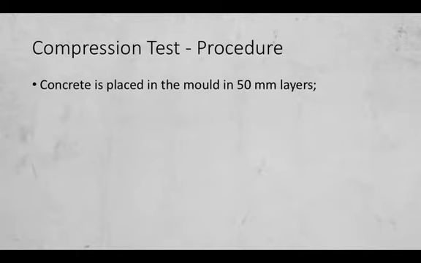And here's the procedure. Concrete is placed in a mold in 50 millimeter layers. So they place the concrete in 50 millimeter layers. Last time we placed them in a quarter of the mold size. Now we use just 50 millimeter layers.